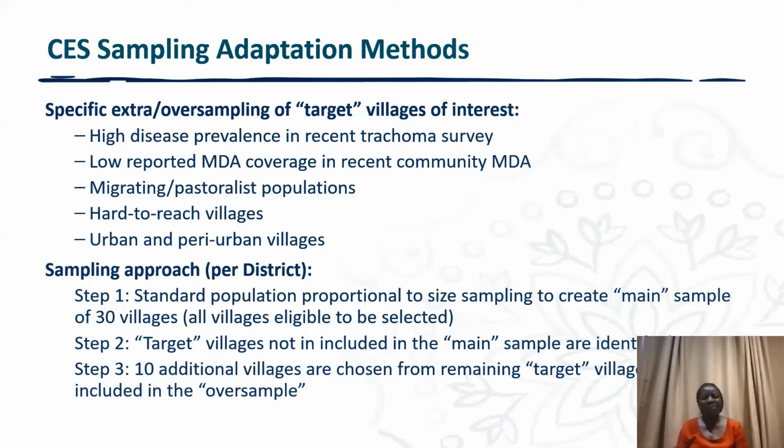Our approach to sampling included a standard population proportional to size, and this is where we selected the 30 villages for our main sample. We then had target villages that were not part of the main sample identified. From these target villages, we selected the 10 additional villages that we included in our oversample.